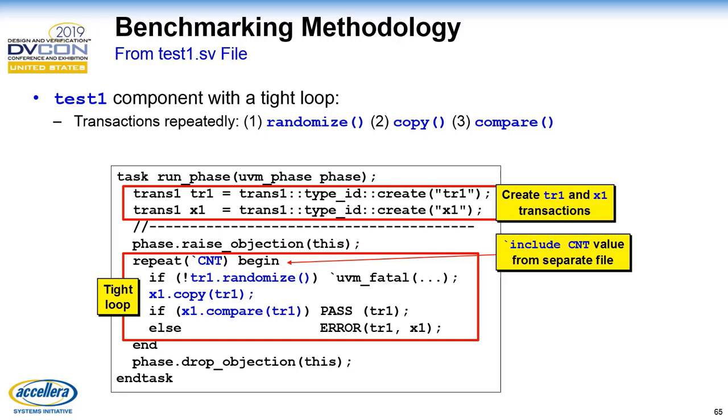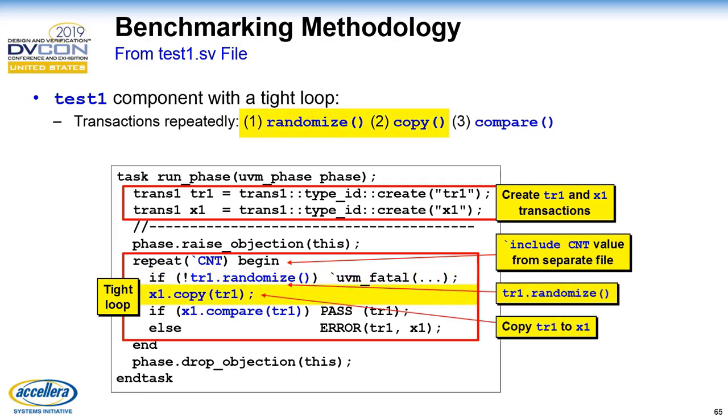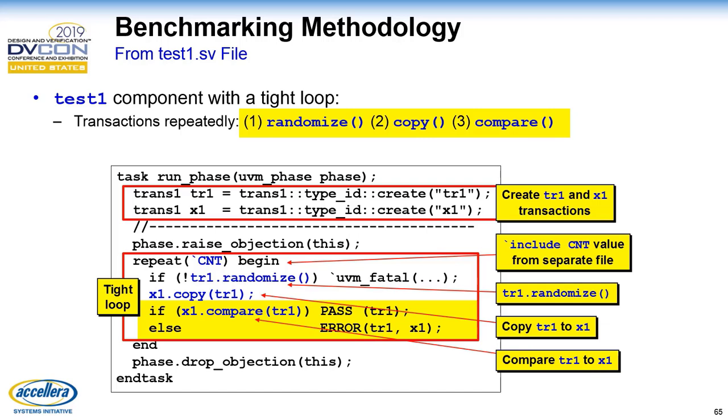I've got a TR transaction. I've got an X1 transaction. And so in these transactions right here, what I do is I'm going to repeatedly randomize the TR transaction. Then I'm going to copy the TR transaction to the X1 handle. And then I'm going to compare the two. Now, they better compare equal because I just did a copy. Okay? So those are going to compare equal.